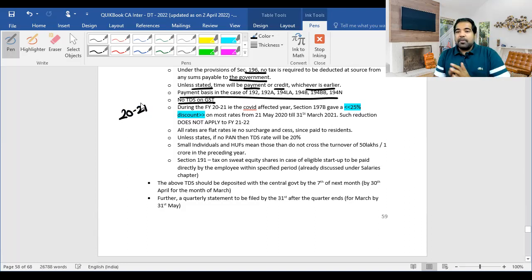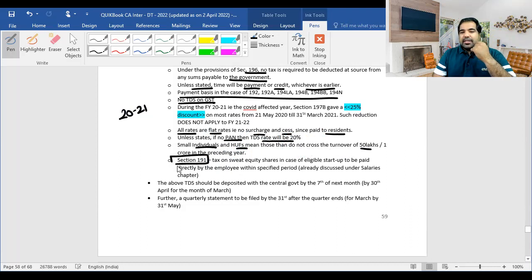in the COVID year, because people had less money and the government did not want to deduct too much TDS, there was a discount given of 25%, which is now no more there for your year. So don't get confused. All rates are flat rates, no surcharge and cess on TDS. If there is no PAN, TDS will be 20%, and some small individuals and HUFs are those who do not cross the turnover of 50 lakhs or 1 crore respectively.